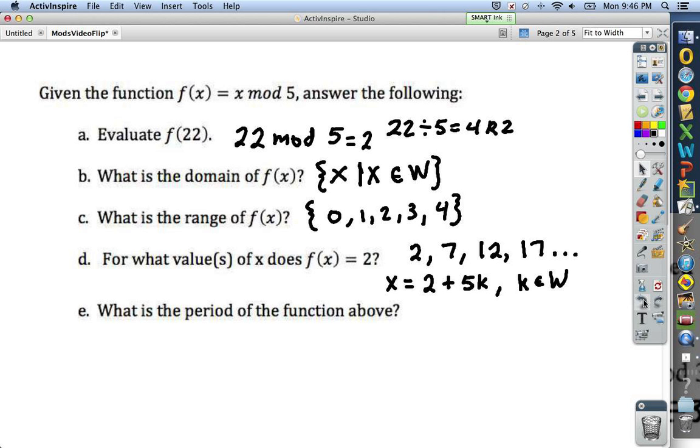So the next time you get an output value, let's say, for example, you did 6 mod 5, then 7 mod 5, 8 mod 5, 9 mod 5, 10 mod 5. When you did 11 mod 5, you'd be back to the same output value of 1. So the period is 5. It takes 5 numbers until you start repeating the pattern.